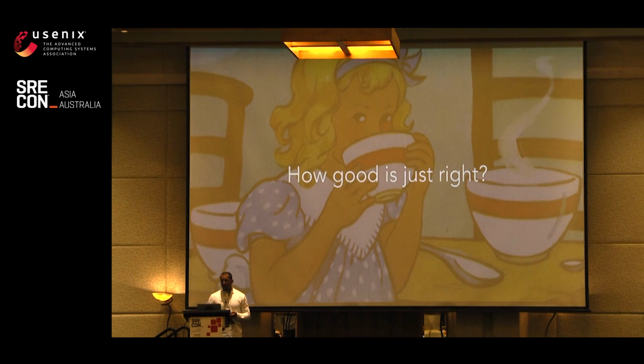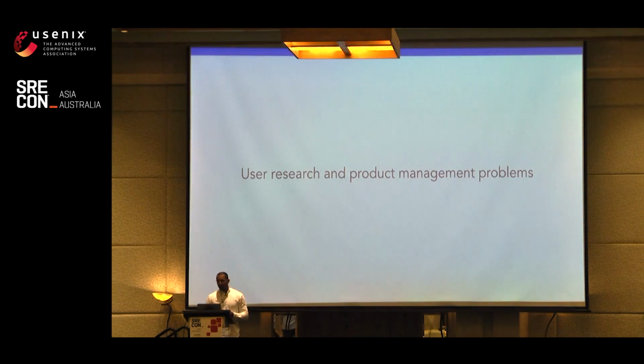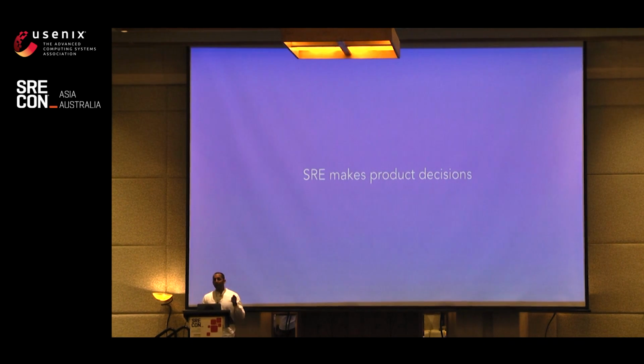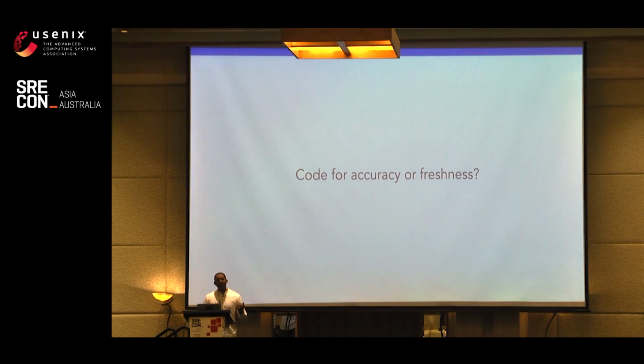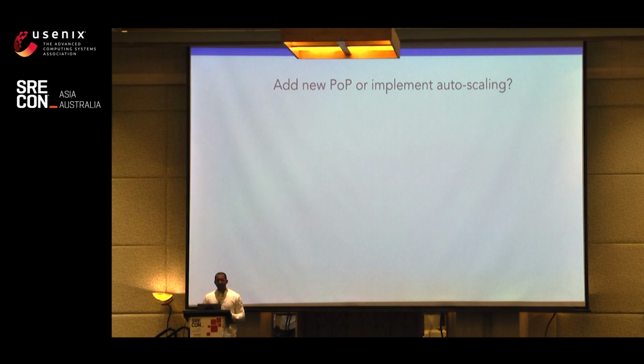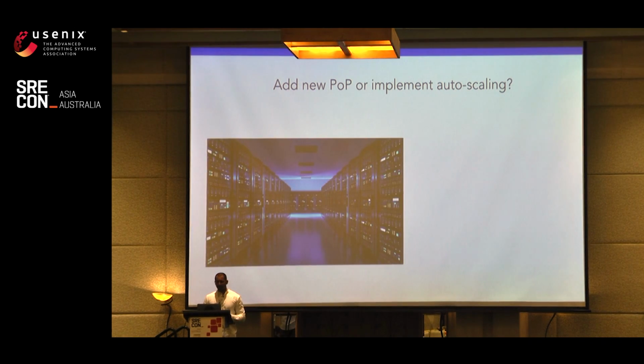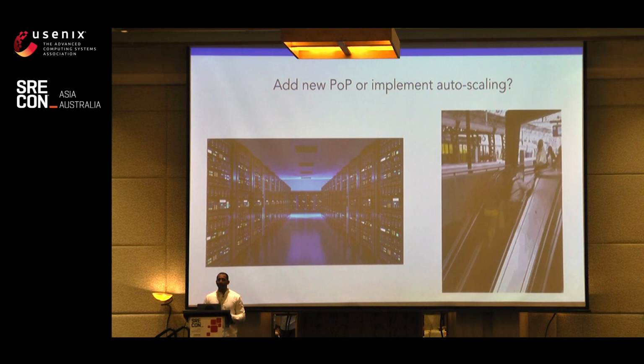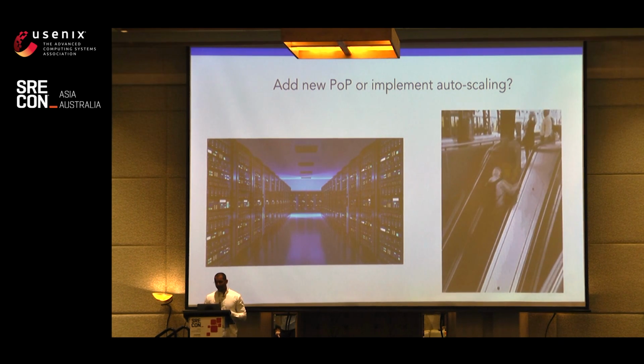That naturally prompts the question: how good is just right? This is a user research and product management set of problems, but it is solved by technology teams. And in particular, it's solved by your SREs. Not only are SREs solving these problems, but SRE makes product decisions every time you go to work, every single day. You're making a decision about whether to code for accuracy or for freshness, or speed versus availability. You might want to decide, are you going to add a new network point of presence, or are you going to implement auto-scaling? Try to do it better than these guys, though.